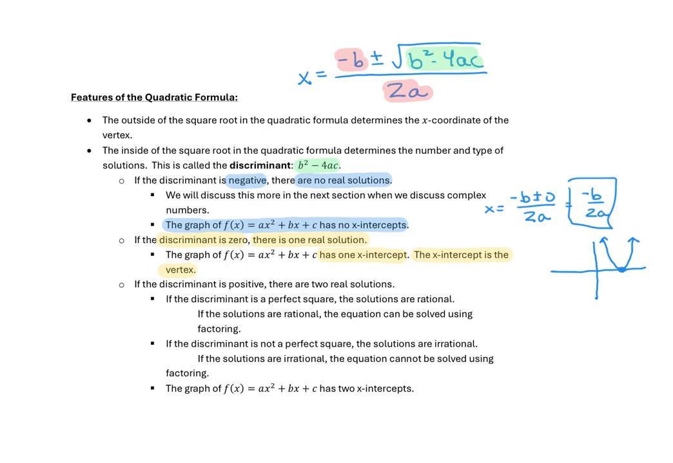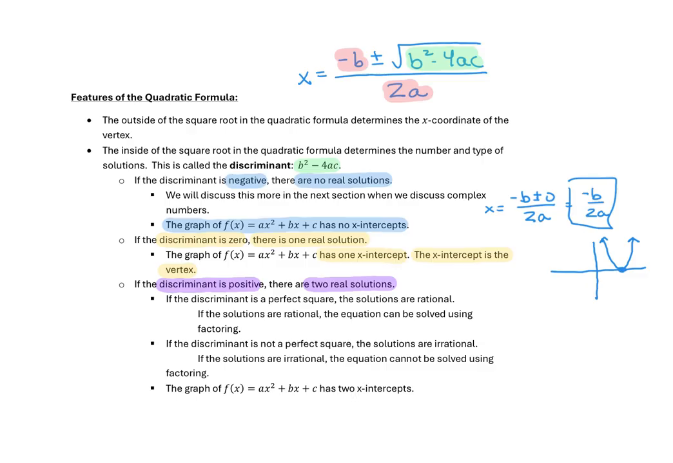The last one that we have is if the discriminant is positive. And if the discriminant is positive, then we have two real solutions. We have negative b plus a number. We have negative b minus a number, and these are going to be different numbers. And then we divide by 2a, and we get two solutions.